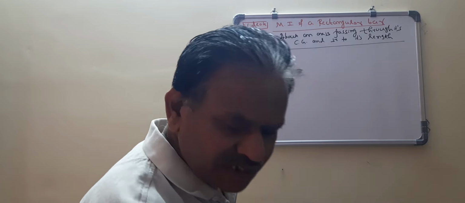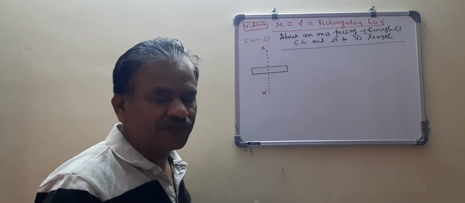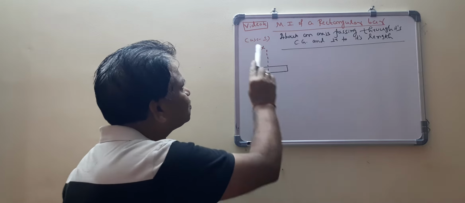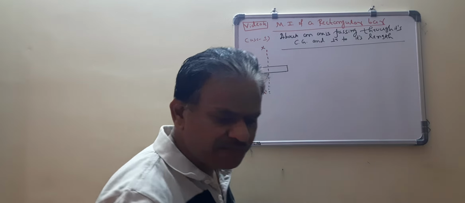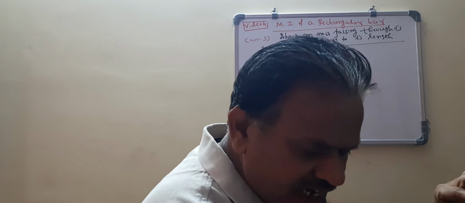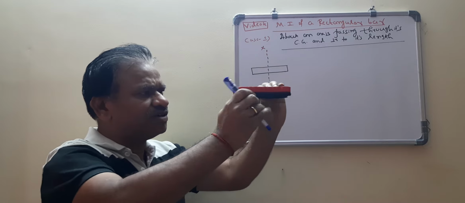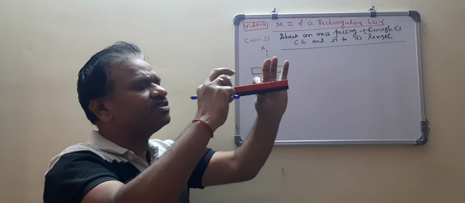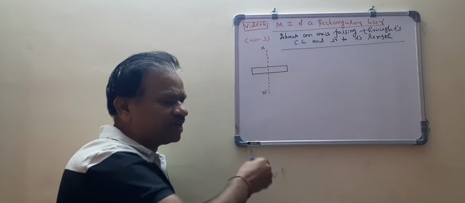First, I am discussing the moment of inertia of a rectangular bar. Read the question properly. Under this, there are two cases. Case 1: about an axis passing through its center of gravity and perpendicular to its plane. Assume it is a rectangular bar. Now I make one hole, and an axis passes through it. Now it rotates like this. Is the axis not passing through its center of gravity here? That is the center of gravity.